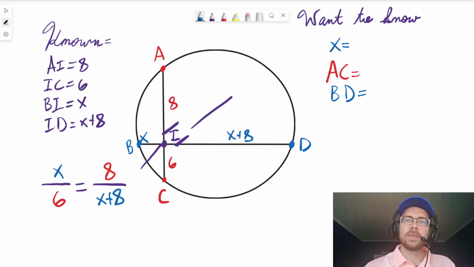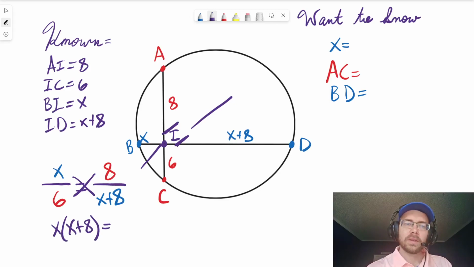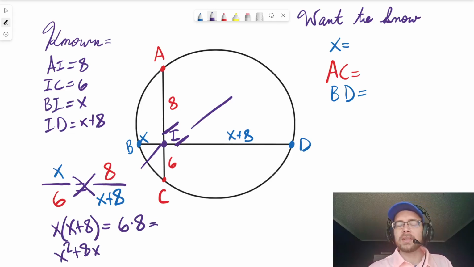Intersecting chords. So that's what you do to set it up, and then we just cross multiply. So I'm going to do x times x plus 8 is equal to 6 times 8. That's going to be x squared plus 8x. And by the way, 6 times 8, you could do 6 times 4 is 24 and double it, or you could just know that 6 times 8 is 48. I like to think of it as 6 times 8 because they both end in 8. That helps you remember some of your multiplication tables.